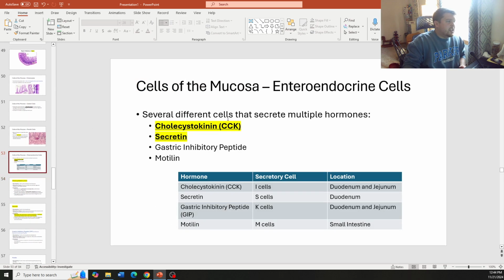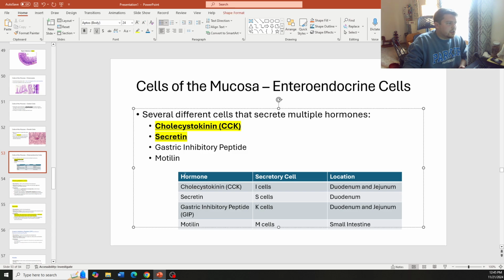Okay, now the big ones are enteroendocrine cells. This is where we have a bunch of different hormones that are secreted to help with our digestion and help us know what we're digesting and when to release them in order to digest things at the right time. Because we don't always have food in our stomach, right? The two that we'll focus on are cholecystokinin and secretin.